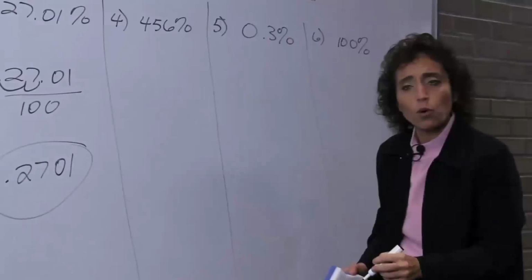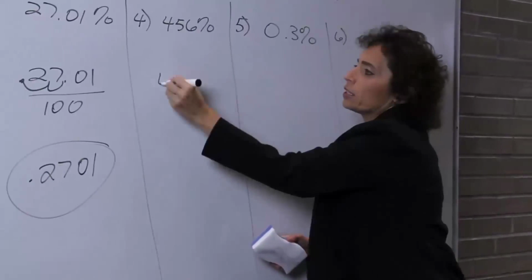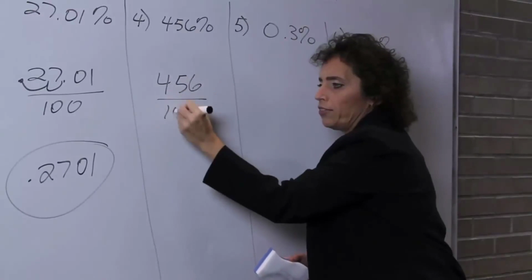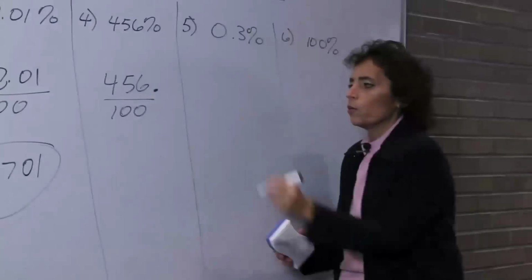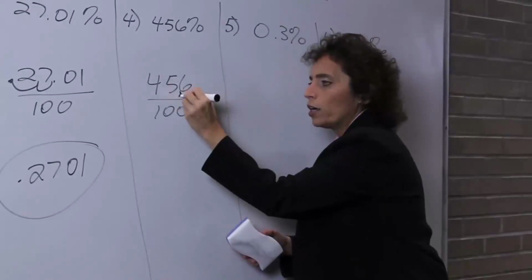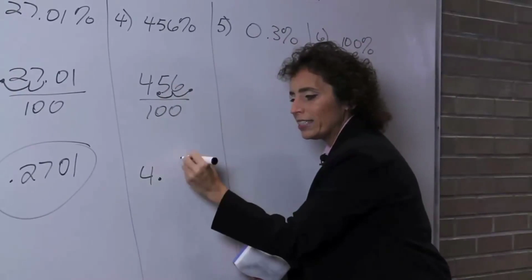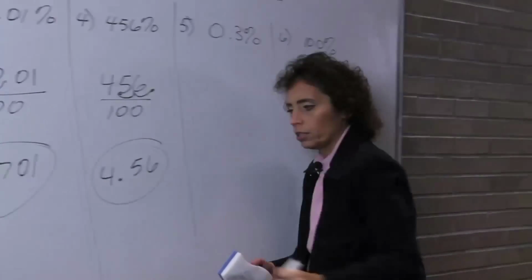Let's take a look at number 4. 456%. Remember what a decimal is? Decimal's right there. We have to move it 2 places to the left. 1, 2, 4.56. Okay?